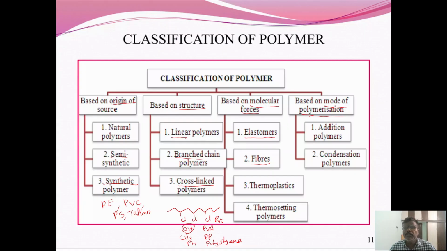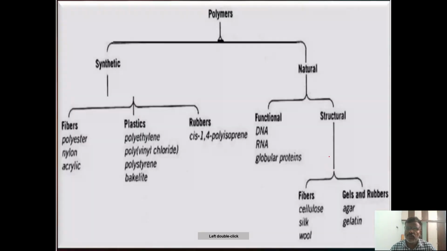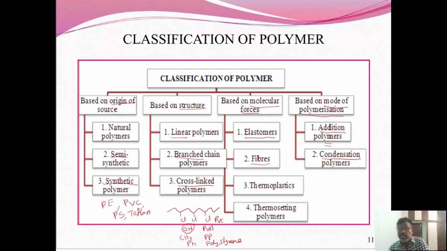Based on the mode of polymerization, there are two categories. One is addition polymers, the other is condensation polymers. So addition polymers mean mainly the double bonded monomers. Double bonded monomers will undergo addition polymer formation, whereas the functional group monomers will undergo condensation polymerization.